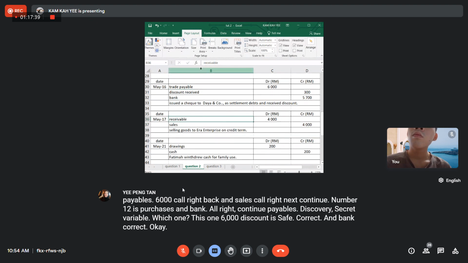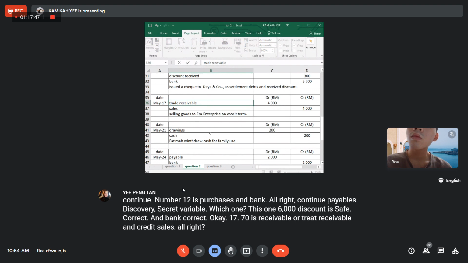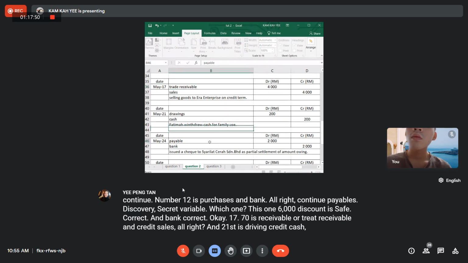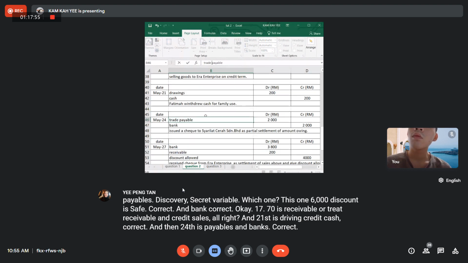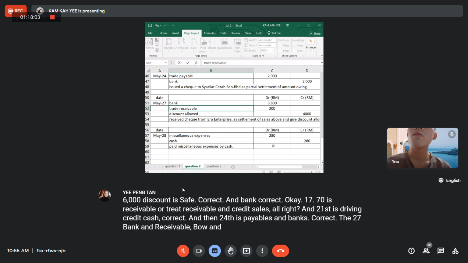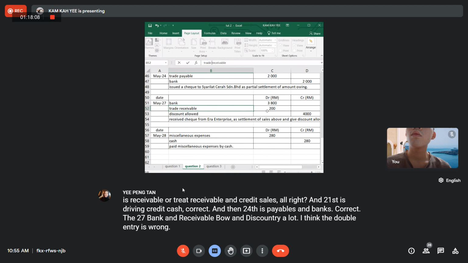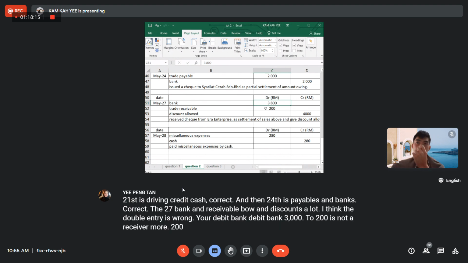Okay, 17 is receivable or trade receivable and credit sales, correct. And 21st is drawing, credit cash, correct. And then 24th is payables and bank, correct. And 27, bank and receivable and discount allowed. I think the double entry is wrong. Your debit bank 3,000. The 200 is not trade receivable. The 200 is supposed to be discount allowed.